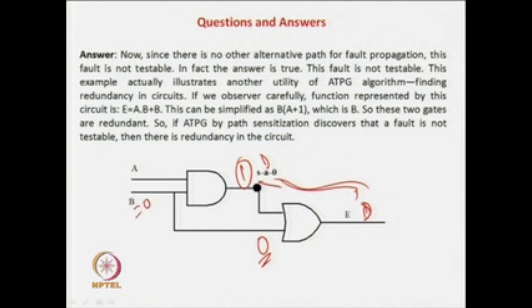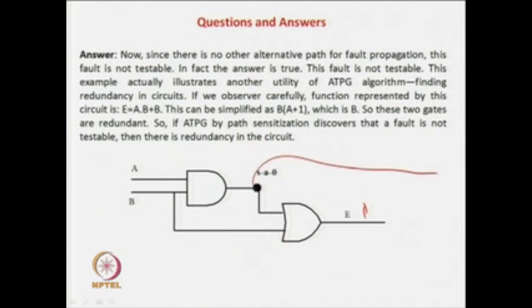So, B equal to 0 implies that this is a 0 over here. So, we land into a conflict, because to state a stuck-at-0 fault we require a 1 over here, but to propagate it we require a 0 over here, and it is again a 0 over here. So, this is a conflict. Now you can see that this is a big problem, because there is no alternate path for the circuit. So, this fault is an untestable fault.